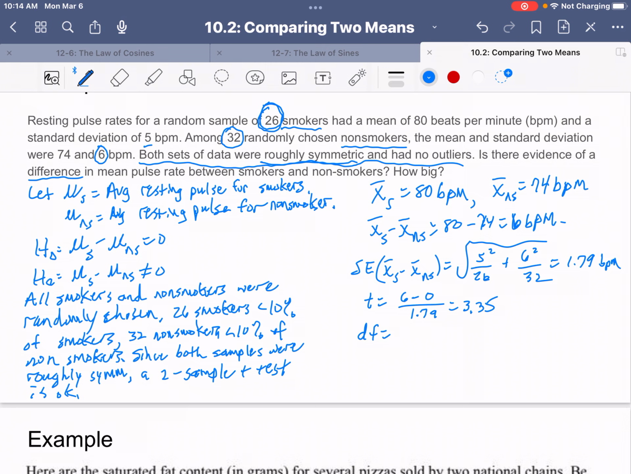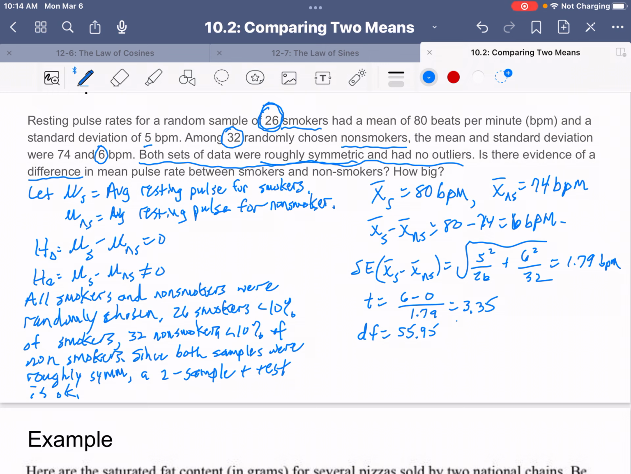Now it asks for X bar 2, which is the non-smokers, 74. Standard deviation for the non-smokers was 6, and the sample size for the non-smokers was 32. And then you make your alternative hypothesis the not equal to case. Press OK. All right, the calculator just told me that the degrees of freedom is 55.95. It's weird, just write it down. Okay, and by the way, I will also tell you that the calculator just told me that t is 4.15.